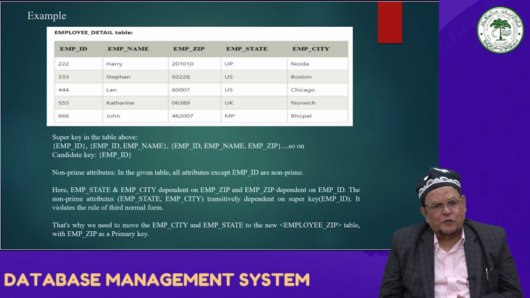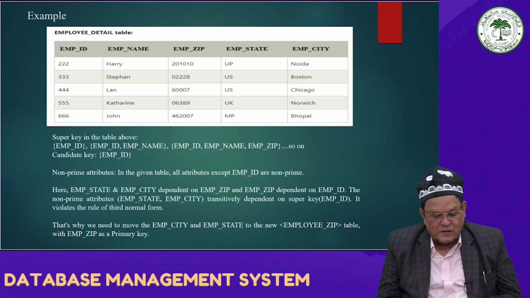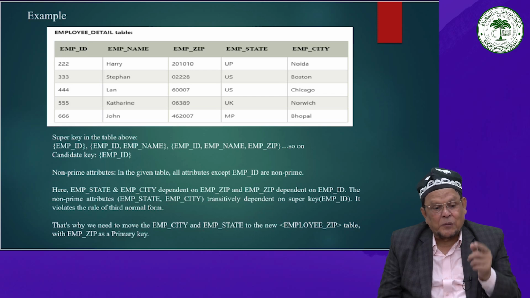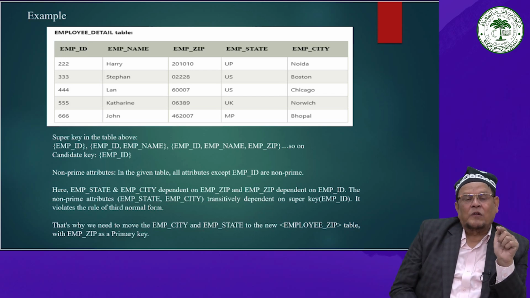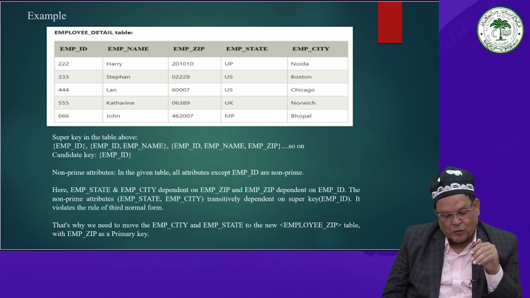By this on the screen, if you go through it, you are able to understand what attributes are non-prime. Here, employee state and employee city depend on employee zip, and employee zip depends on employee ID. The non-prime attributes employee state and employee city transitively depend on the super key, the employee ID. It violates the rule of third normal form. It means by transitive property we are able to find that.